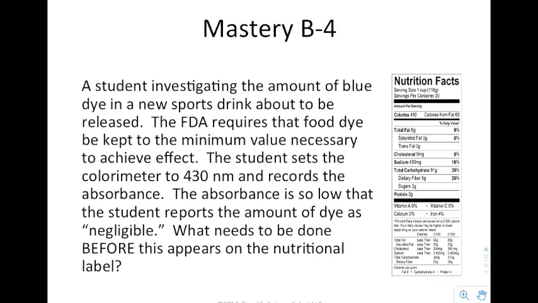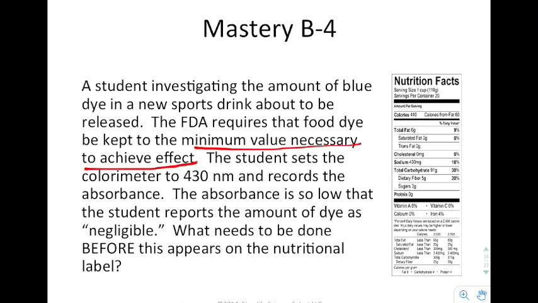The last example we have is Mastery B4. It says a student is investigating the amount of blue dye in a new sports drink. The FDA requires that the food dye be kept to the minimum value necessary to achieve effect. And that's a true statement, which is kind of vague and ambiguous. The student sets the colorimeter at 430 nanometers and records the absorbance. The absorbance is so low, the student reports the amount of the dye as negligible. What needs to be done before this appears on a nutritional label?